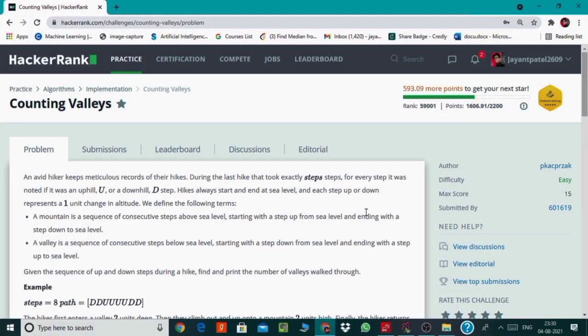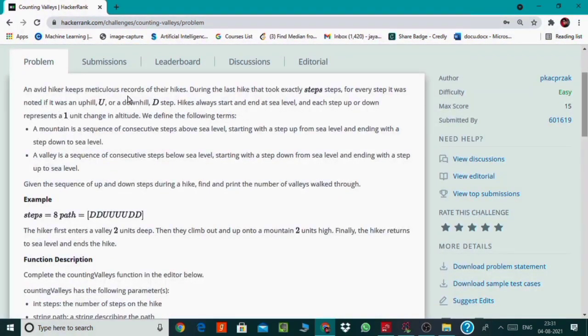So today we're gonna solve another HackerRank problem, which is counting valleys. So let's start. There's a hiker who keeps a record of their hikes, and during the hikes they took exactly n steps, and for every step it was noted that U stands for uphill and D stands for downhill. Hikes always start and end at sea level, and each step up or down represents 1 unit change in altitude.